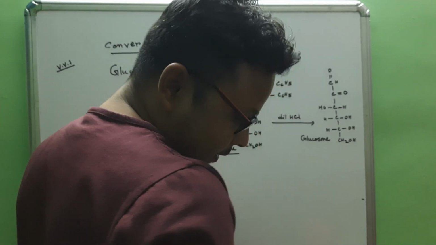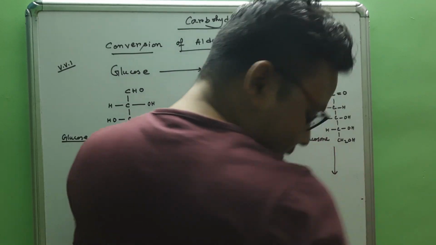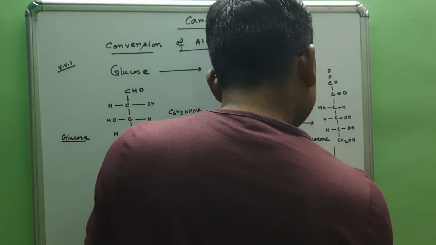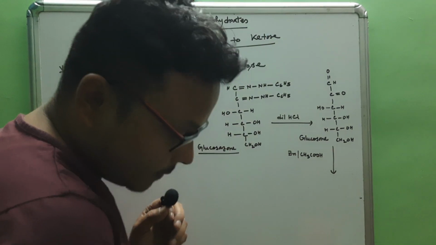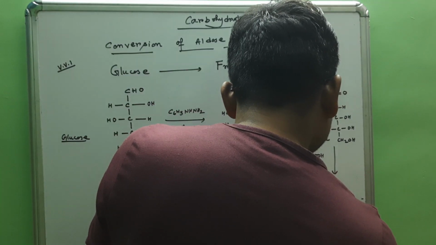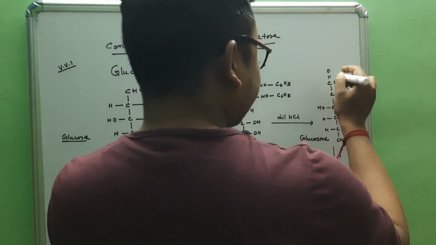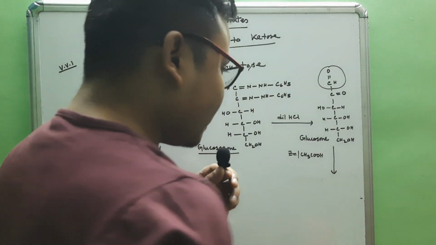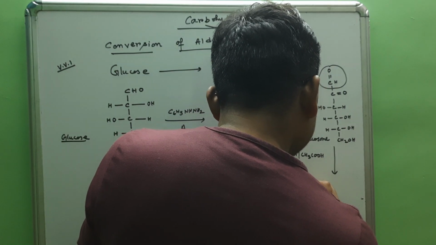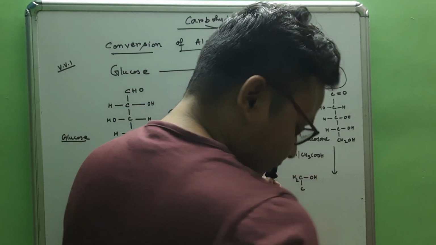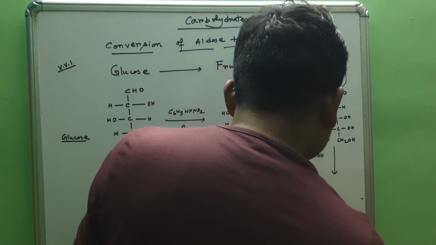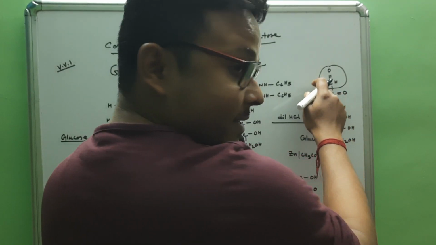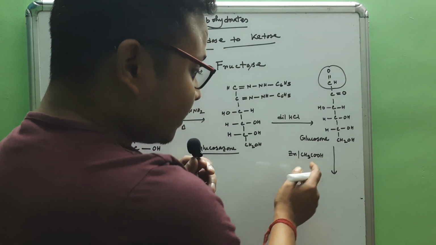If the glucosone is reduced with zinc and acetic acid, what will it give? Reduced means this aldehydic carbon will be reduced to a primary alcohol. The first carbon atom becomes a primary alcoholic carbon.